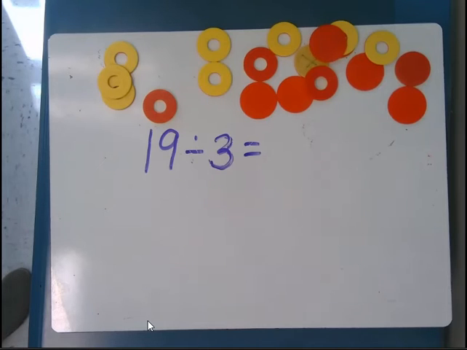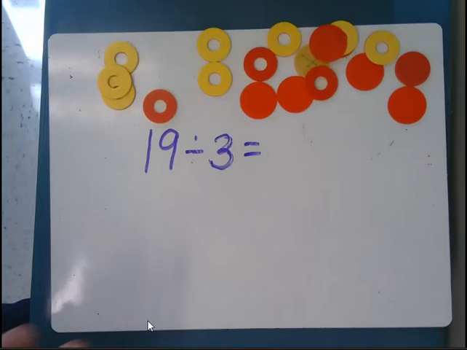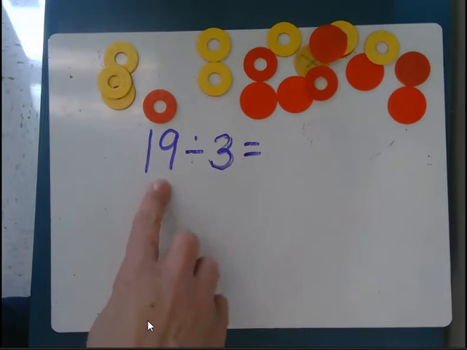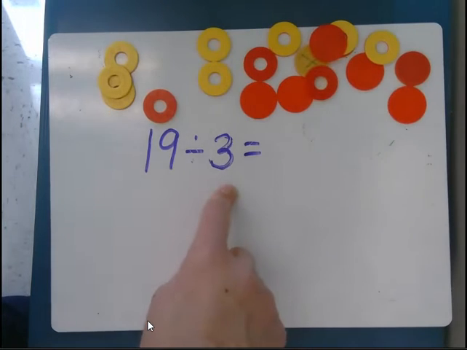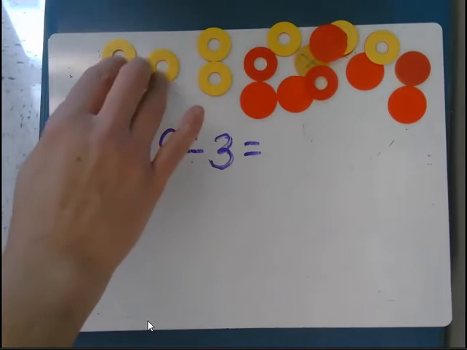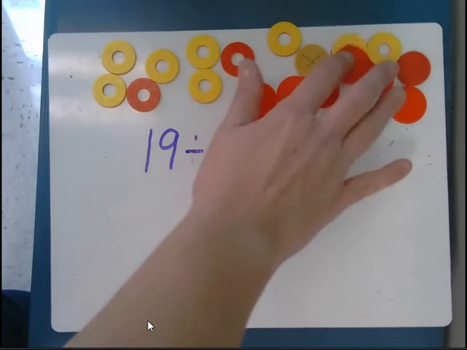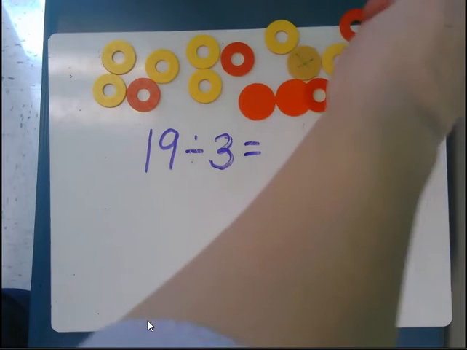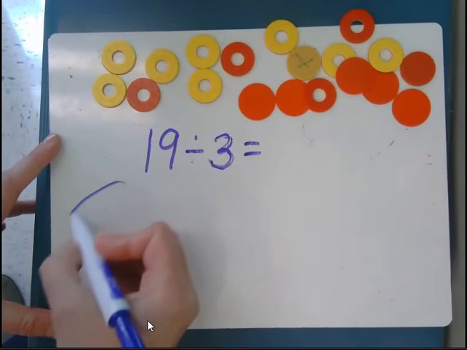Today we're going to talk about dividing simple facts using a process called equal share. So you'll notice that I have set up my problem where I have 19 divided by 3. That means I have 19 markers and I need to split them into 3 groups. So I'm going to go ahead and draw my 3 groups.